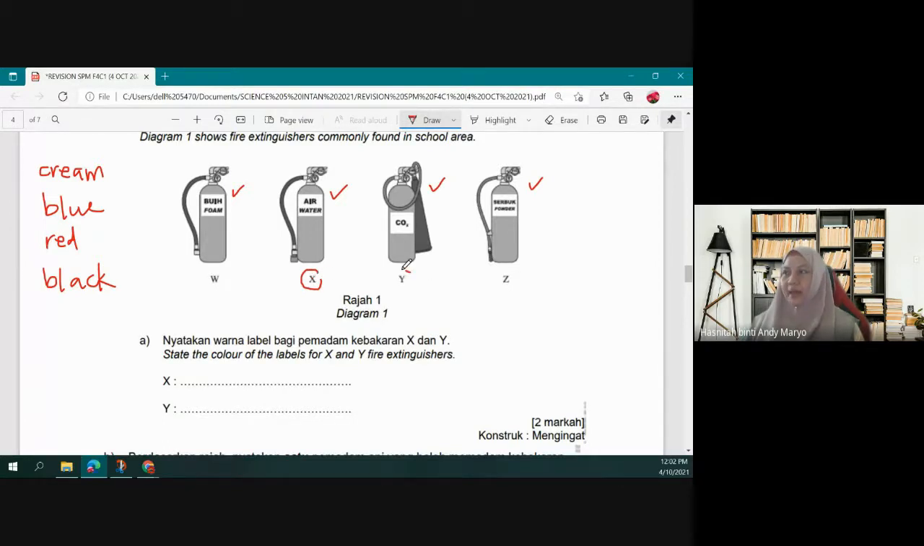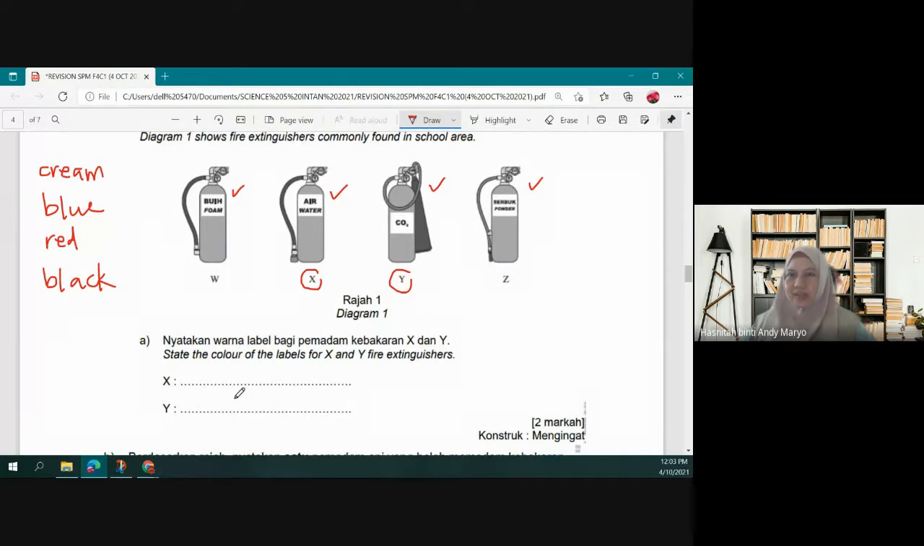Okay, so X is water and Y is carbon dioxide. What do you think the label for water and carbon dioxide, student? So you have 4 choices here. Green, blue, red, black. Okay, any idea or can you guess? What is the label color for water type of fire extinguisher and for carbon dioxide type of fire extinguisher? Okay, anyone? Any idea or you can guess? Maybe you get it wrong or maybe you can get it right.